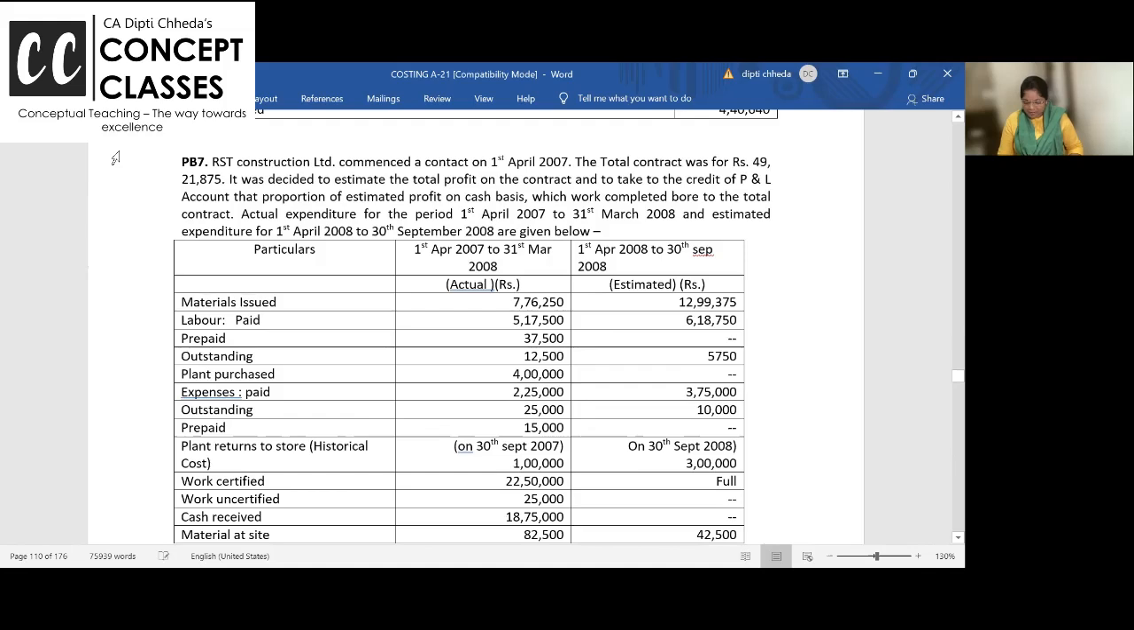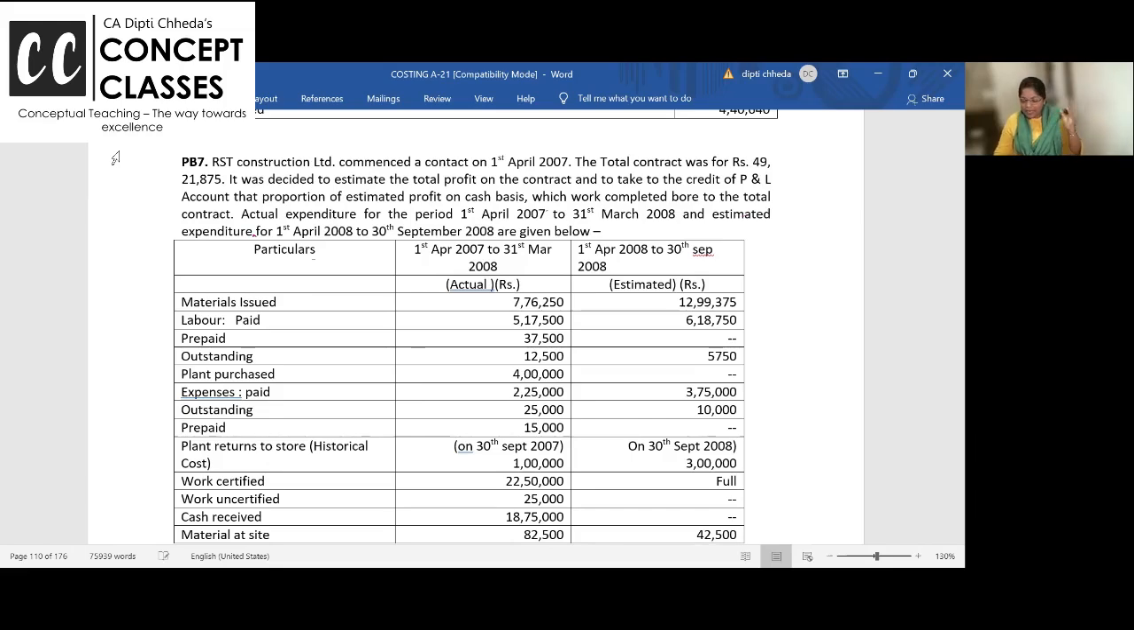RST Construction Limited commenced a contract on 1st April. The contract price was 49,21,875. It was decided to estimate the total profit on the contract and to take to the credit of the P&L account that portion of estimated profit on a cash basis which the work completed bears to the total contract. They are saying how much profit you will take to the P&L account. Actual expenditure from April to March and estimated expenditure are given.